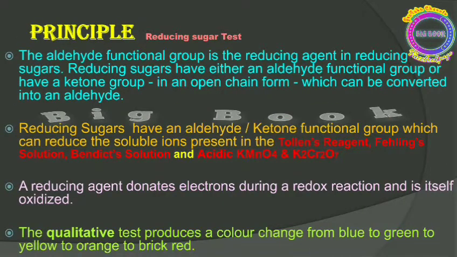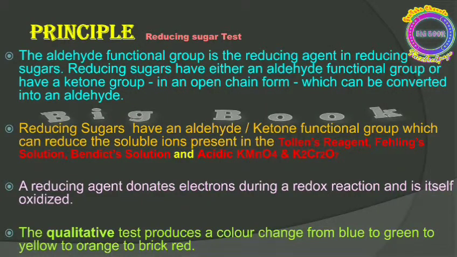Now why is it that the reagents or the solutions are going to react with these reducing sugars, and how are we getting the reaction? Here the sugars have the aldehyde functional group or the ketone functional group. As per the first point, the aldehyde functional group is the reducing agent in reducing sugars. Reducing sugars have either an aldehyde functional group or a ketone group in an open chain form, which can be converted into an aldehyde.